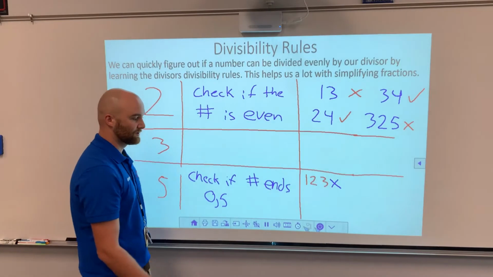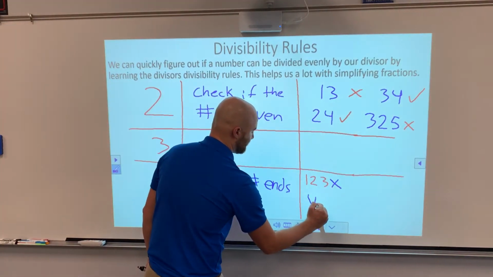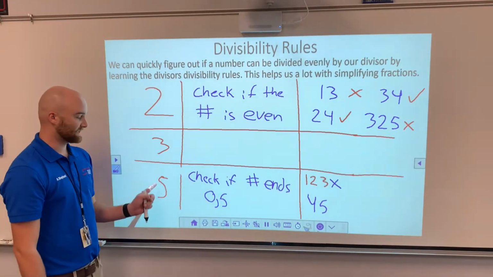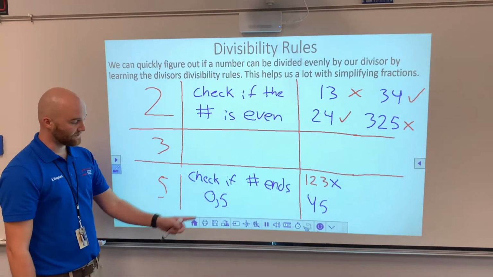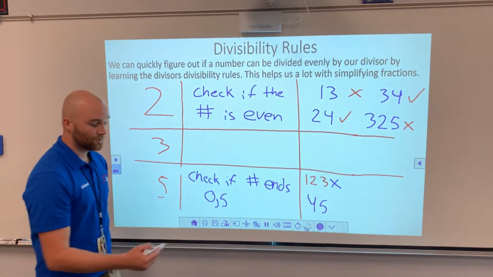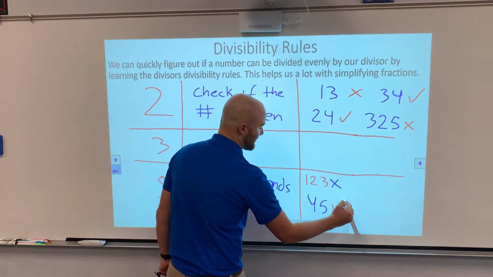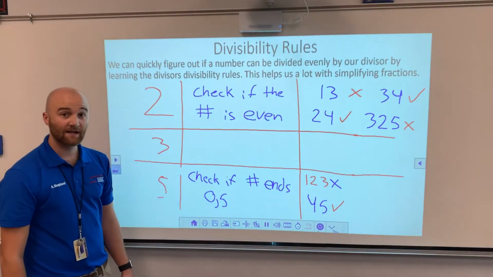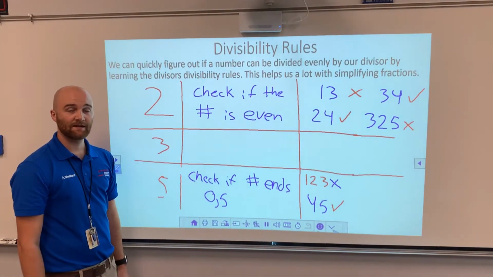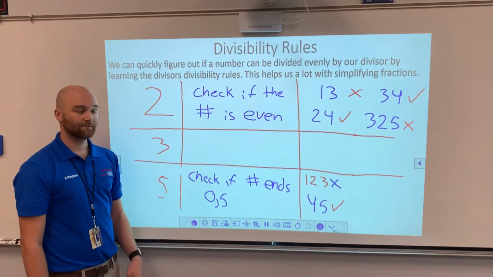Let's try another one. What about 45? Do you think that's divisible by 5? I think so because it ends in a 0 or a 5. It ends in a 5, which means that this is divisible by 5. If I divide 45 by 5, I'm going to get 9, which is a nice, neat number. It's not a decimal, it's not a fraction.